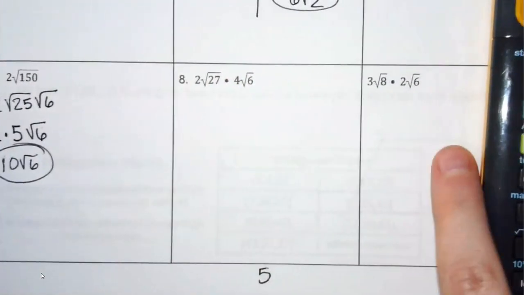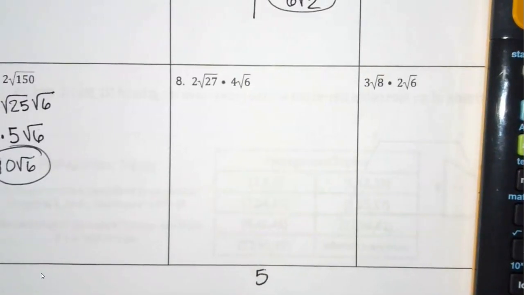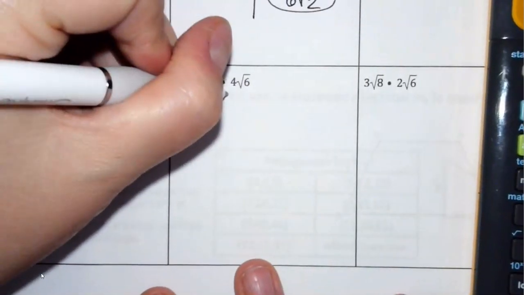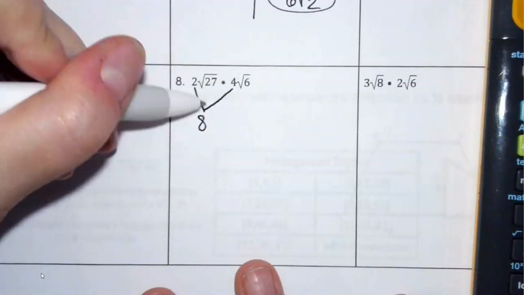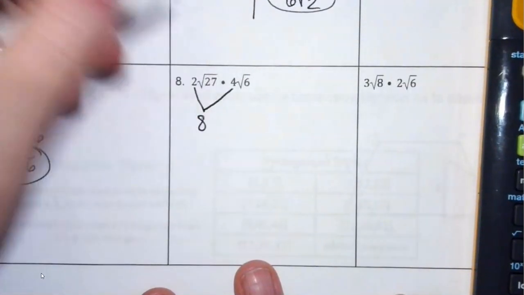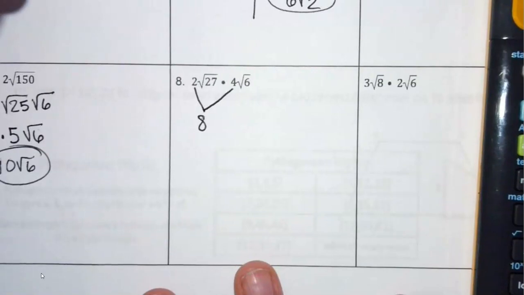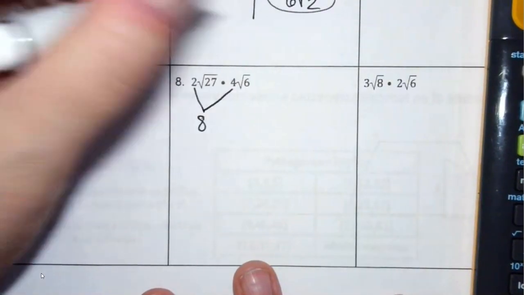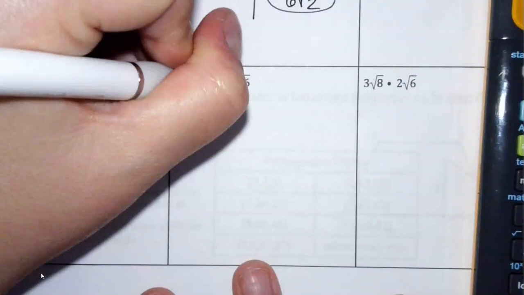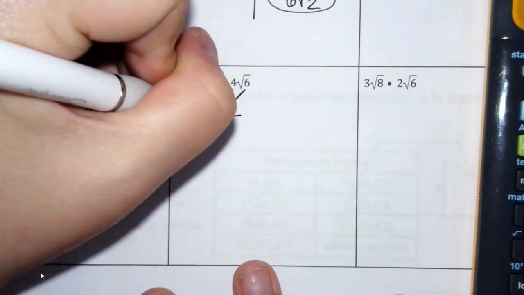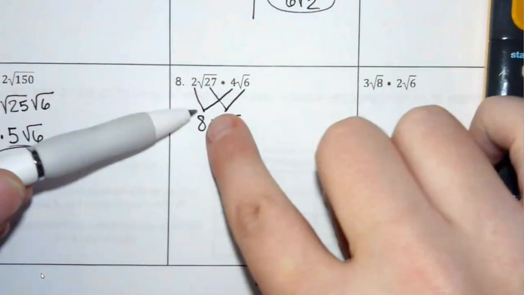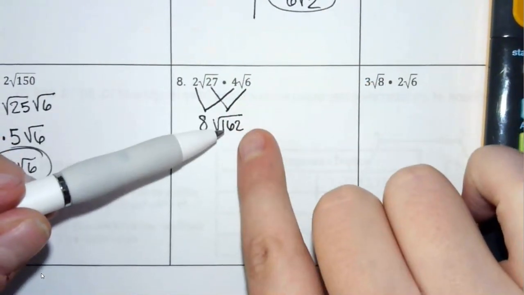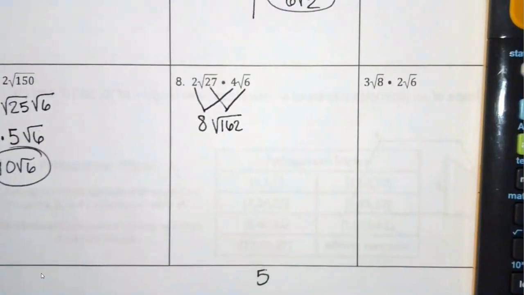All right, the easiest way to do these is to multiply them together and then simplify. So the way we do that is you only multiply the things that match. So 2 times 4 is 8. 27 times 6 is 162. So notice that the 8 stays out of the square root, just like the coefficients that it got multiplied by. And the 162 stays under that square root.